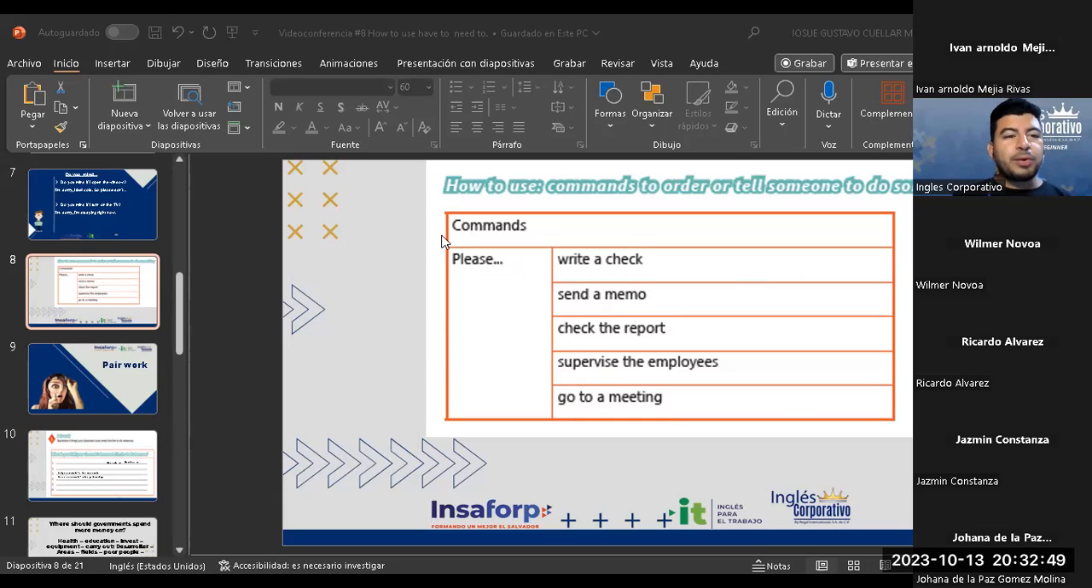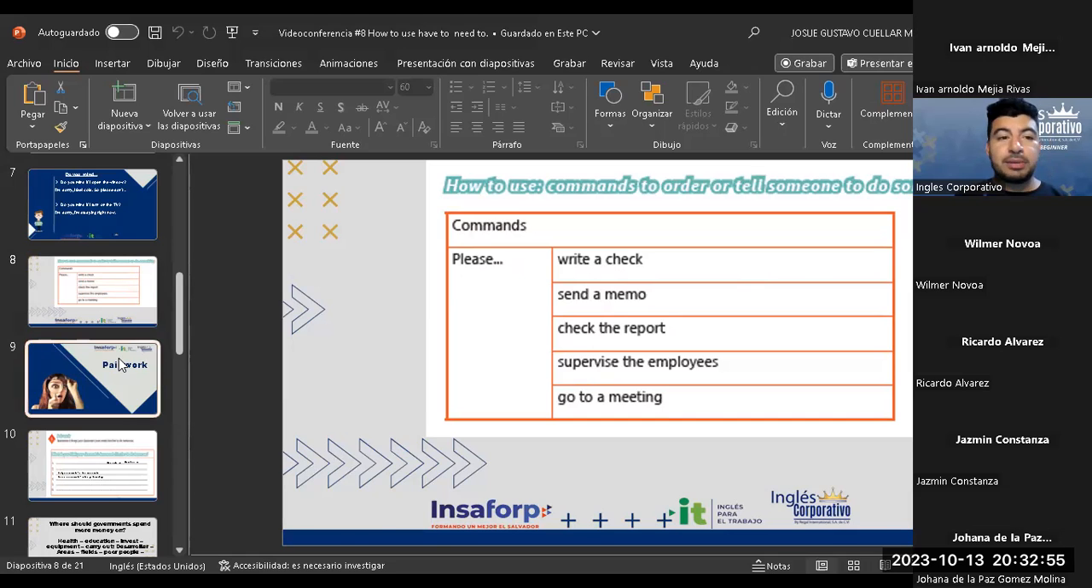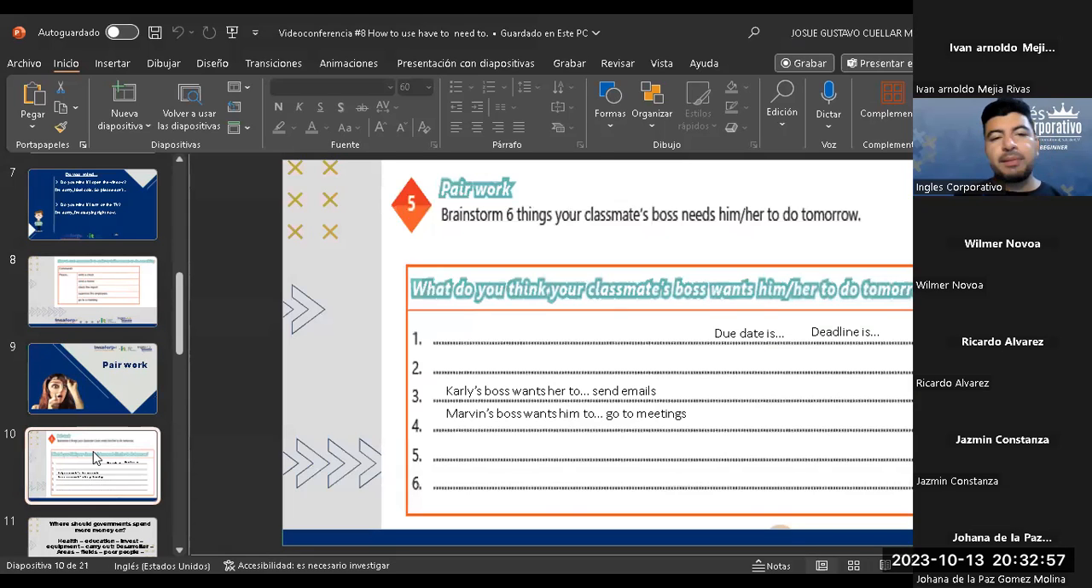Well, what we're going to do? We're going to do a pair work. Vamos a hacer un trabajo en equipo utilizando ese mismo, pues, formato. Pero vamos a hacer lo siguiente. We're going to brainstorm 6 things your classmate's boss needs him or her to do. Y aquí voy a explicar algo. Vamos a trabajar en equipo y quiero que le digan esta frase.